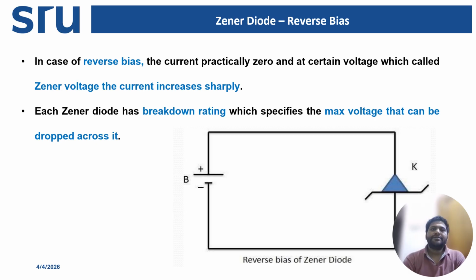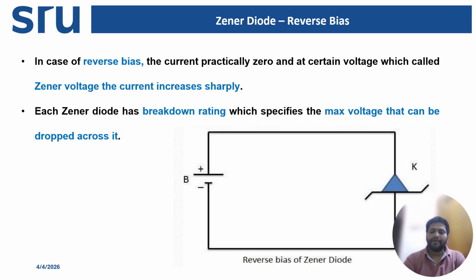So, the role of series resistance. A series resistance is always connected to the Zener circuit because it limits the current. It prevents damage to the diode and ensures safe operation in the breakdown region. Without current limiting, the diode may be burned due to excessive power dissipation.